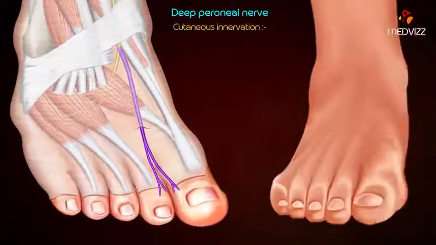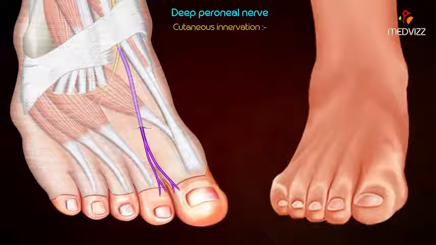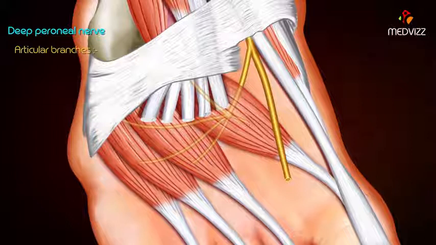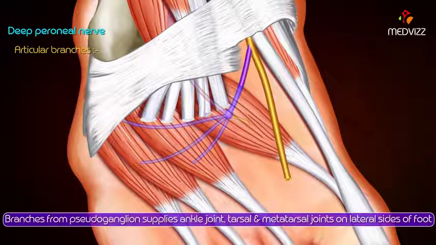And what is the cutaneous innervation over here? The medial terminal branch of the deep peroneal nerve supplies the skin on the adjacent sides of the big as well as second toes, that is the first interdigital cleft. Now what about the articular branches? As discussed earlier, the lateral terminal branch of the deep peroneal nerve ends as a pseudoganglion, but the branches from the pseudoganglion supply the ankle joint, tarsal as well as metatarsal joints, as well as the lateral side of the foot.